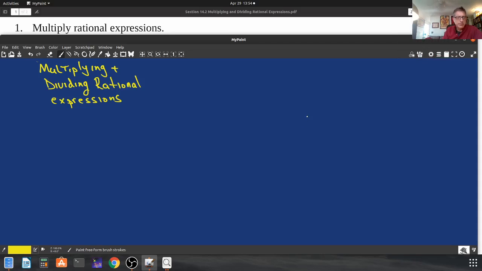So we're ready to start looking at, in our current textbook, 14.2, multiplying and dividing rational expressions. Just a reminder on how we multiply and divide regular fractions. Let's take the fraction 3/5 and multiply it by 15 over 4.